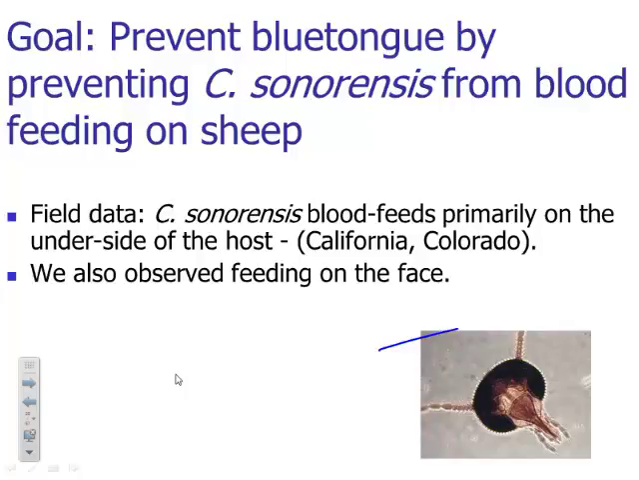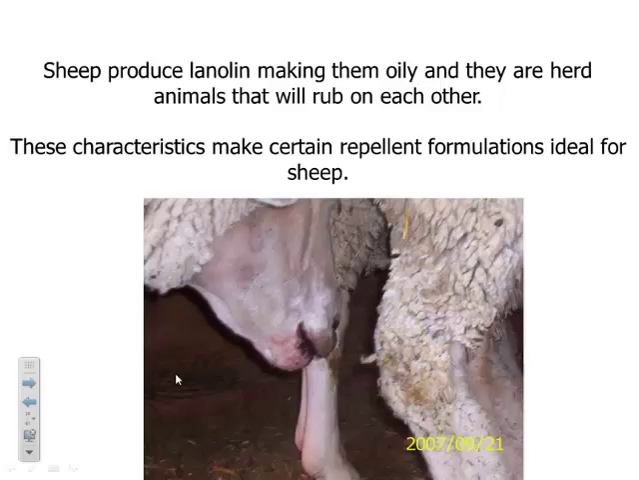Now, we know some things about where they feed. If you're a small fly, it is next to impossible to feed on a lamb or a ewe, that would be the baby or female sheep, anywhere other than the underside, because they're covered in a truly thick layer of wool. We do know that they'll feed on the face. Rams, intact male sheep, are different because their testicles hang about 2 feet below them, so they have a huge target to be fed on.